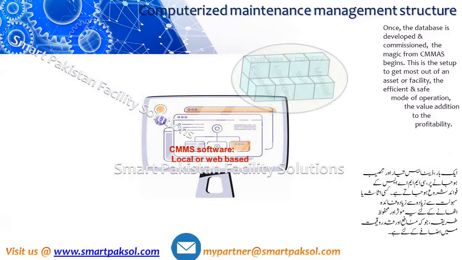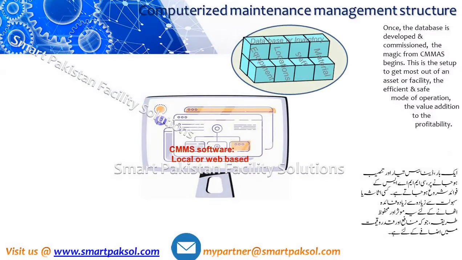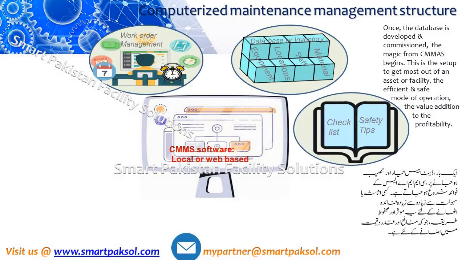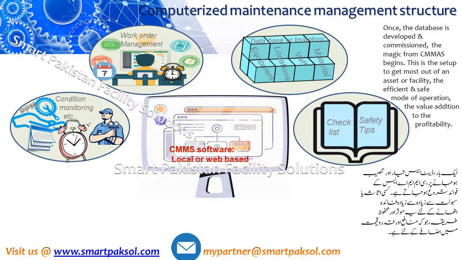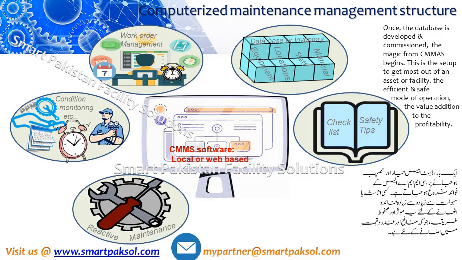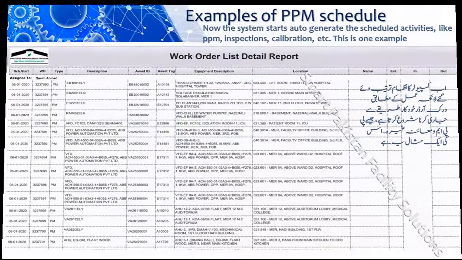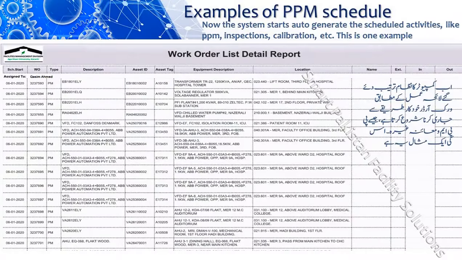Once the database is developed and commissioned, the magic from CMMS begins. This is the setup to get the most out of an asset or facility, the efficient and safe mode of operation, and the value addition to profitability. This is the CMMS integrated structure. Now the system starts to generate the scheduled activities like PPM, inspections, calibration, etc. This is one example.